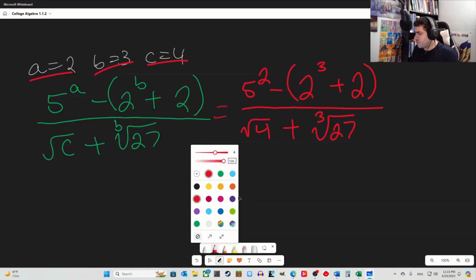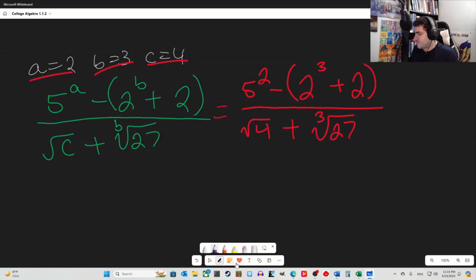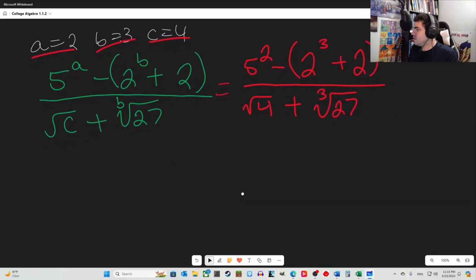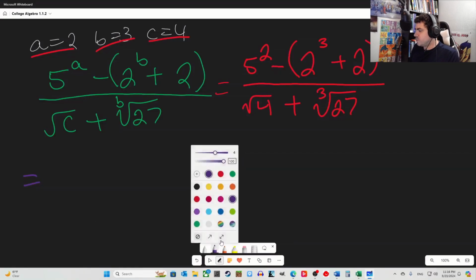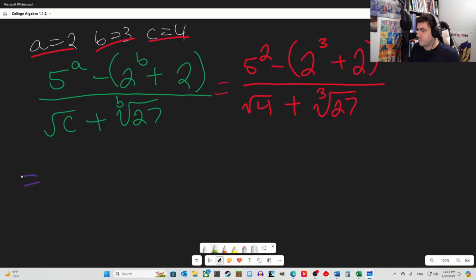Let's go with purple. What is that? Purple? Magenta? Something like that? So now, next step. No, let's not use purple. That's kind of hard to see. Let's go lime green. That's better. All right. 5 squared. What is 5 squared? 5 times 5. 25.